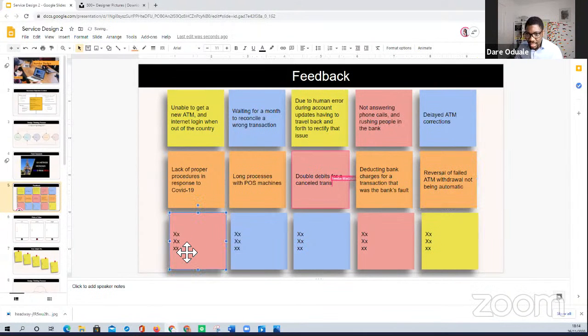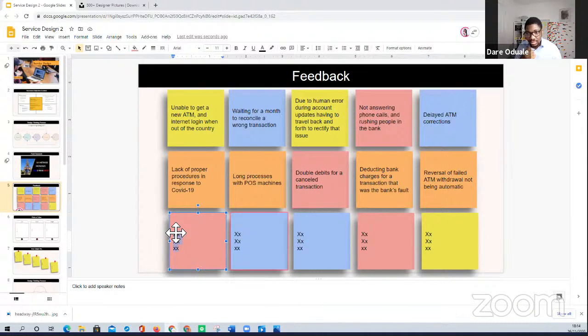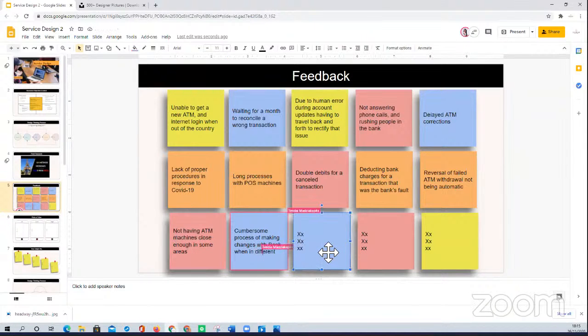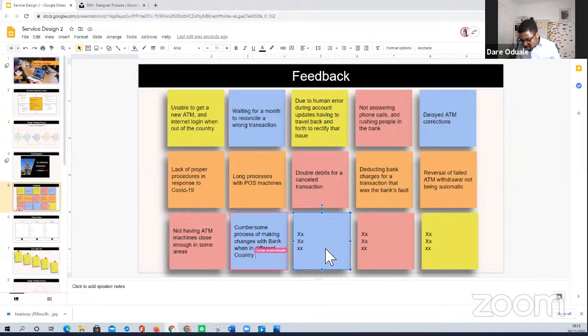Any other point from anybody? Let me think if there is a... Not having ATM machines close enough in some areas. Yep. Any other points? Lack of interpersonal skill with respect to staff. Yep.